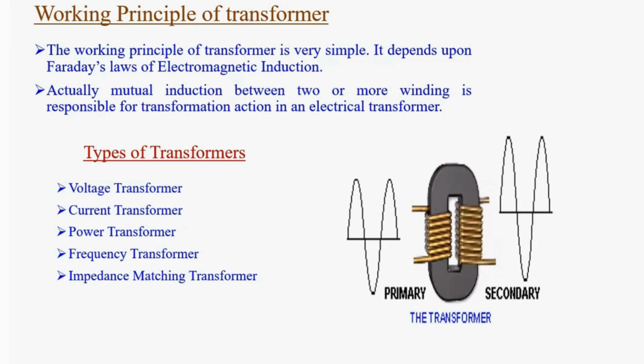Now, types of transformer: voltage transformer, current transformer, power transformer, frequency transformer, impedance matching transformers. So we have a variety of transformers. Mostly in our subject, electrical and electronics, we will use voltage transformers, current transformers and power transformers. These are the three main transformers we will use. On the right hand side, you can see how the transformer works, with the primary and secondary.